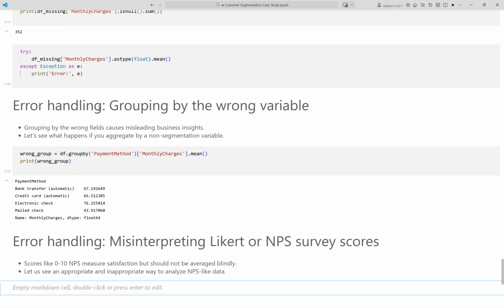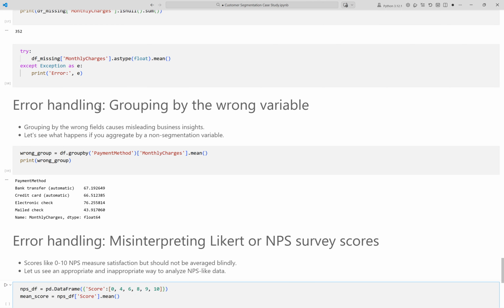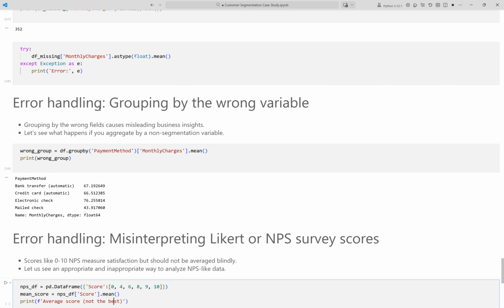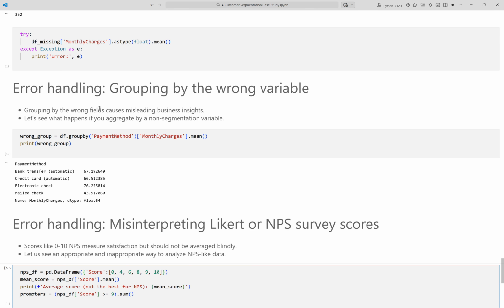We create a small NPS-like score set. Computing the mean score is not the right NPS analysis. We count how many customers are promoters and detractors. We correctly calculate the NPS score for actionable business insight.